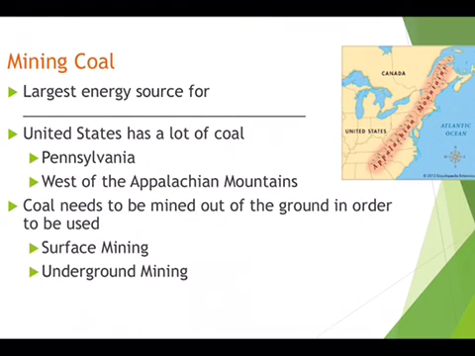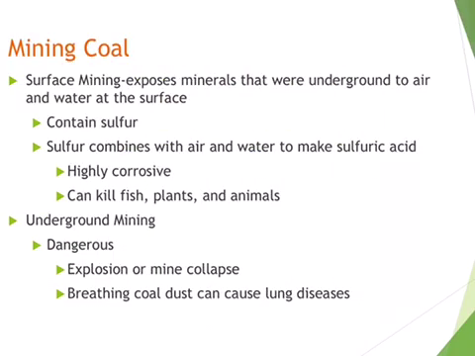When we get coal, we have to mine it. Around the world, coal is the largest source of energy for electricity. In the United States, there is a lot of coal in Pennsylvania and west of the Appalachian Mountains. So here's a map of the Appalachian Mountains, and anything to the west of it, there's a pretty good coal deposit. It needs to be mined out of the ground in order for it to be used, and it can be done by either surface mining or underground mining.